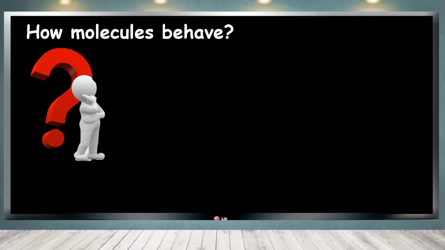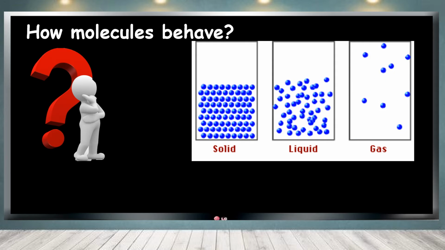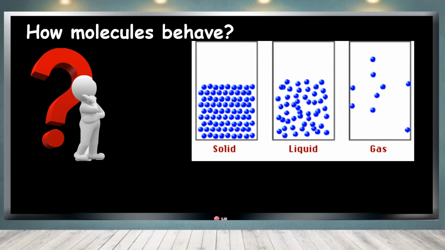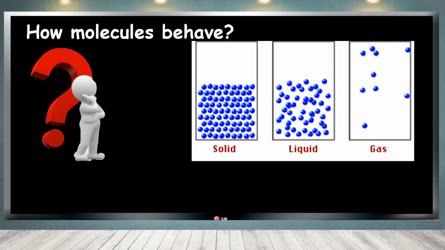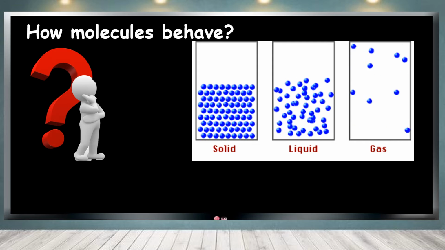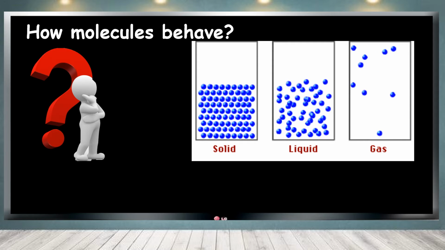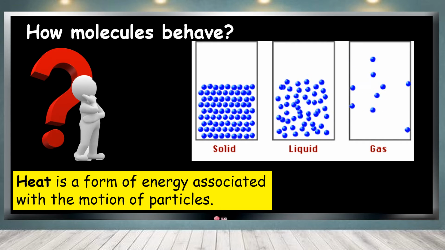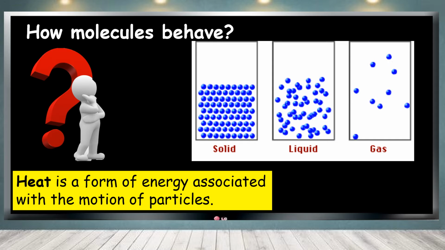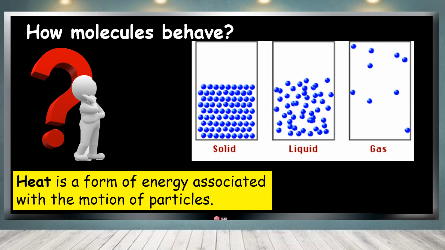Let us first learn how molecules behave. Here are the molecules of solid, liquid, and gas. Solid molecules are close to each other, liquid molecules are farther from each other, and gas molecules are very far from each other. And take note, the molecules are moving. Why? Remember, heat is a form of energy associated with the motion of particles. So as you see, the molecules are moving, which means there is heat.